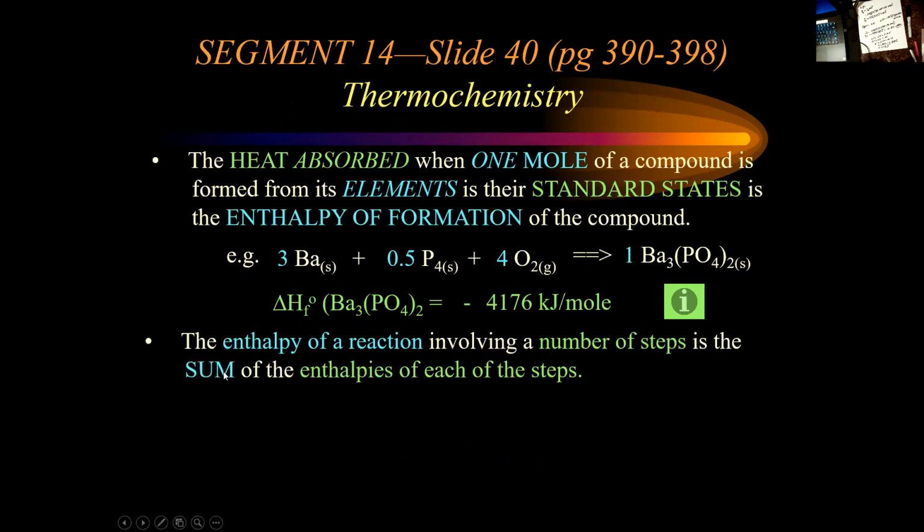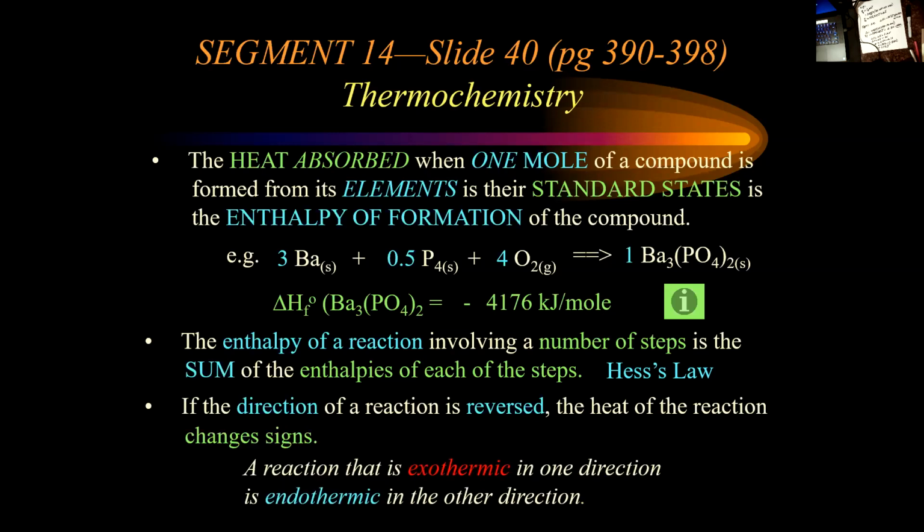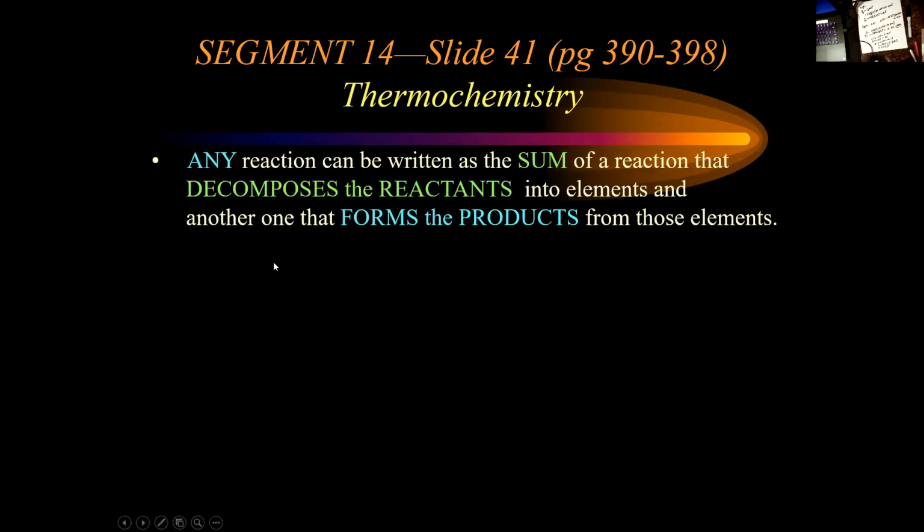Okay. Enthalpy of reaction involves a number of steps, and the sum is of the enthalpies of each step. That's Hess's law. And if you reverse the direction, you just did this in lab, you reverse the sign of the heat flow. If a reaction is exothermic one direction, it's endothermic by the same amount in the other direction. Now here's an overall reaction. I want to show you how we can use this now.